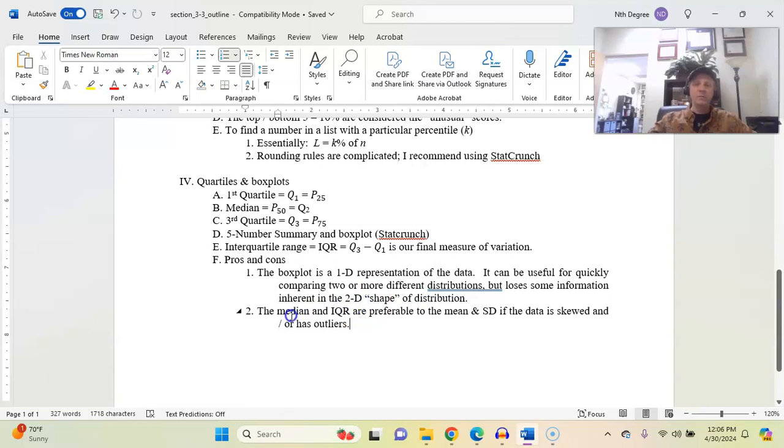Second issue is the one we just discussed, that the median and interquartile range are preferable to the mean and standard deviation if the data is skewed and or has outliers. But otherwise, the mean and standard deviation are preferred defaults.